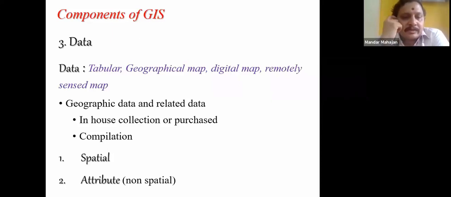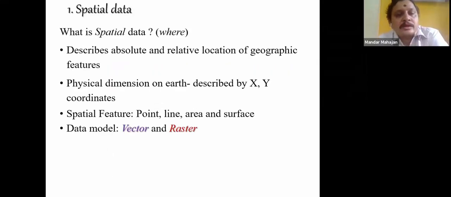Basically, there are two types of data. We call them spatial data and attribute data. Spatial means related to space. So for any two nearby objects, their relative or absolute positions can be stored, and this data we are going to see in coordinate form.